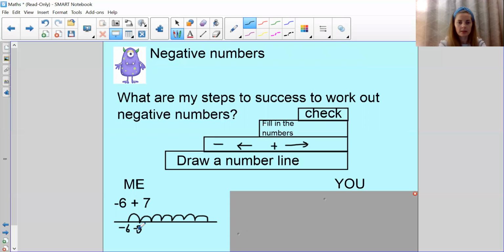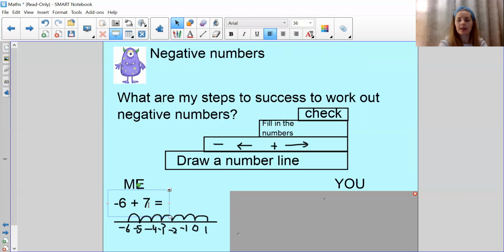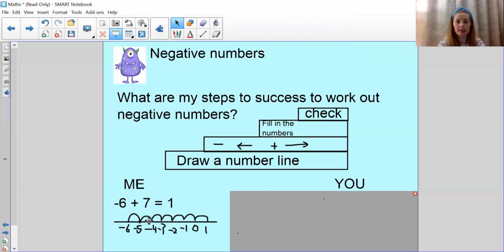-5, and my handwriting is going to look very special now, because this is very different. -4, -3, -2, -1, 0, not forgetting our 0, and landing on our 1. So our answer then is going to be 1.